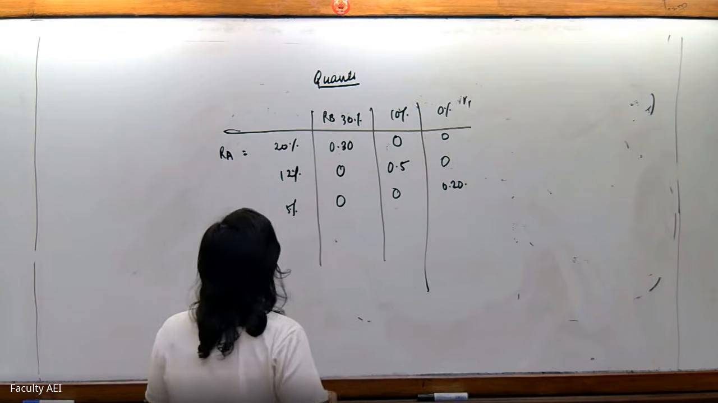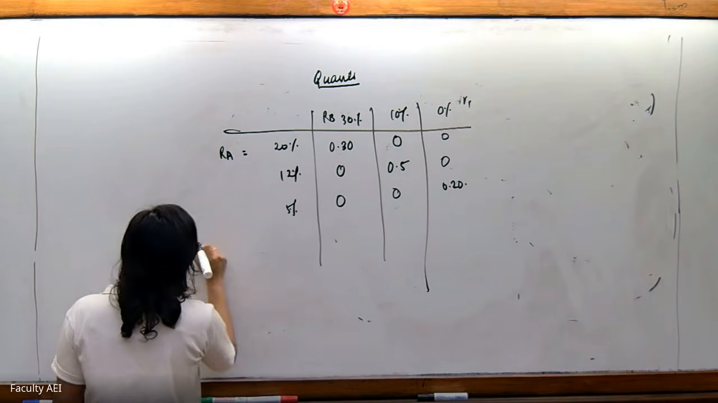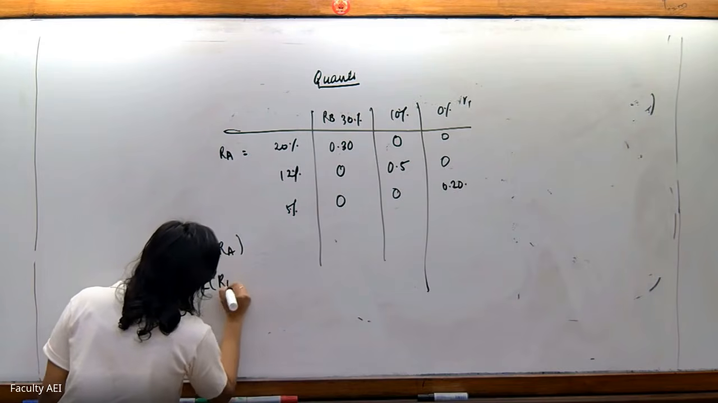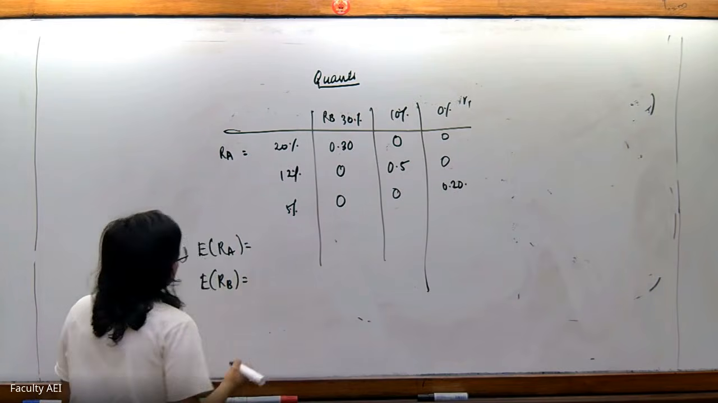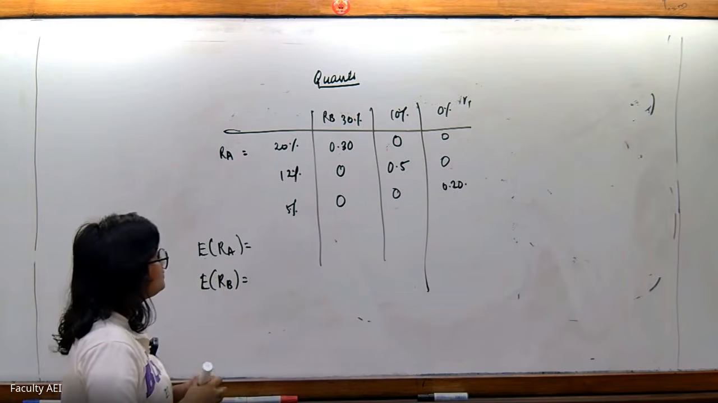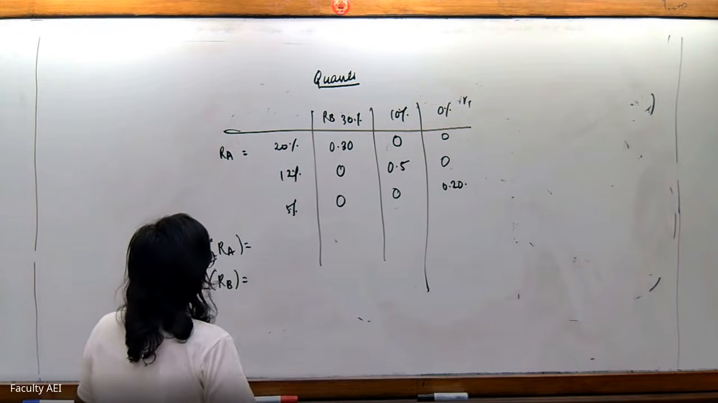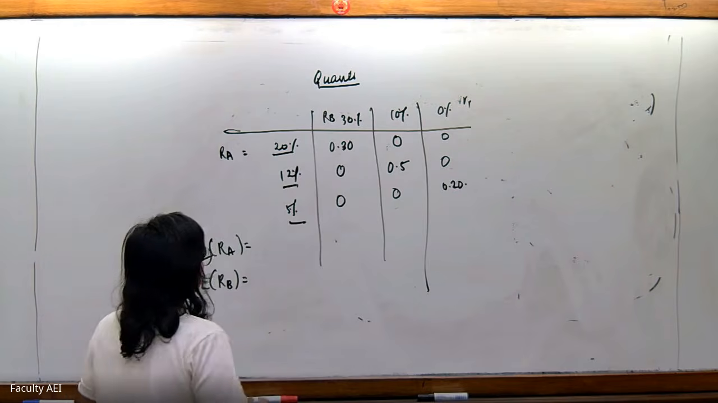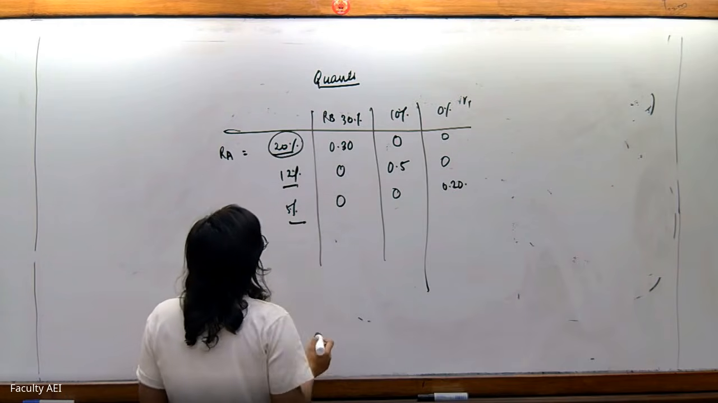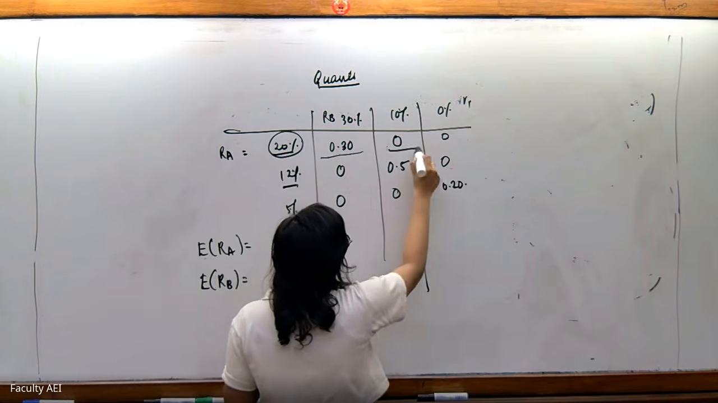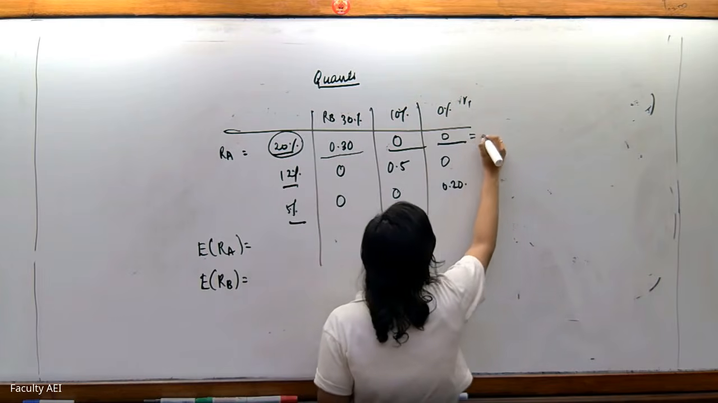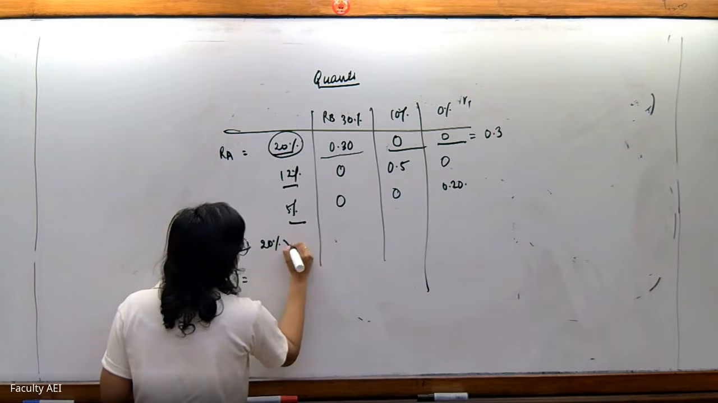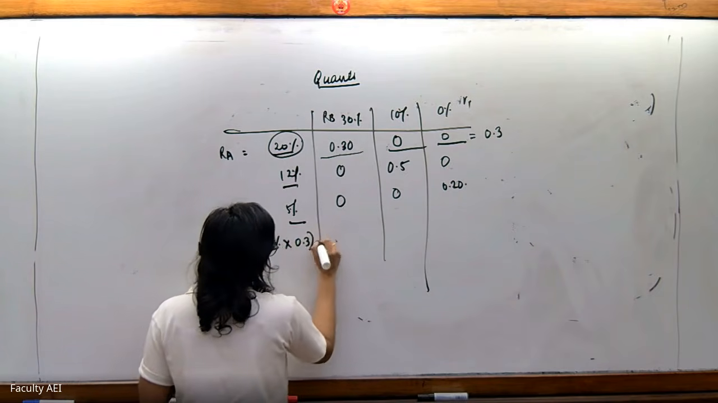So first we calculate the expected return of A and the expected return of B before calculating the covariance. What is the expected return of A? You have three types of returns for A: 20%, 12%, 5%. The probability of asset A generating 20% return is 0.3. The first part is 20% into 0.3.